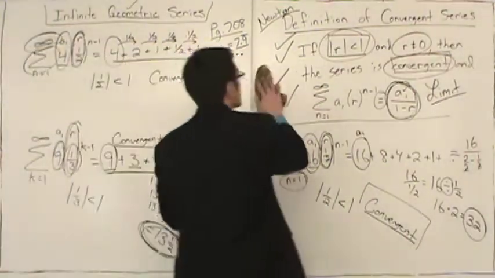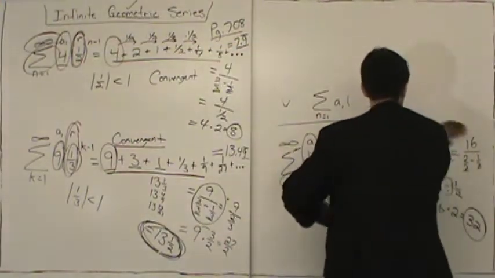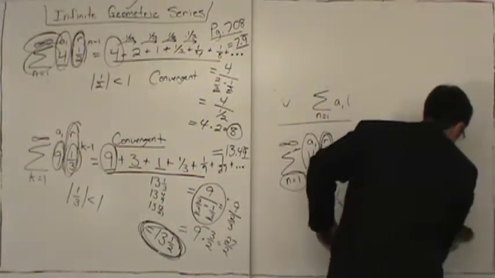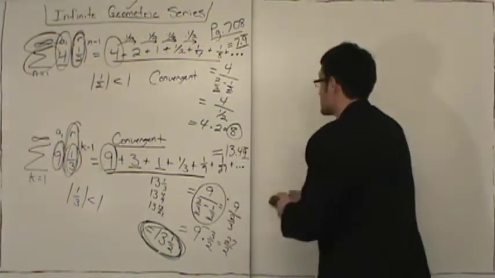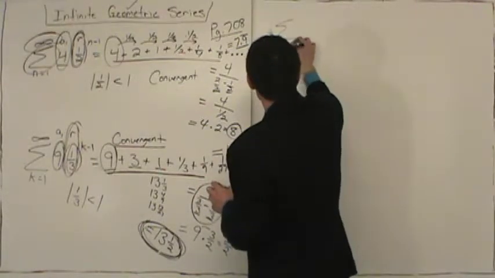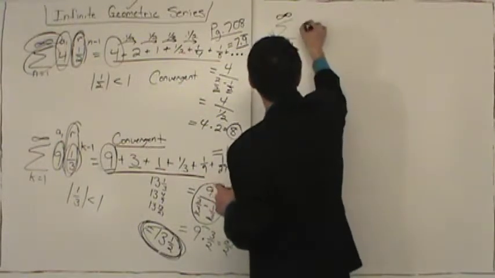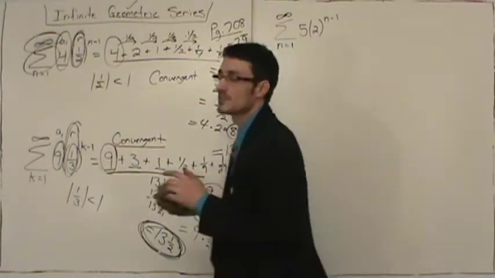Now, I'm going to erase the definition. Hopefully you have this definition written down so you can refer to it. Okay, so now my question is, convergent means getting close. What does divergent mean? Divergent means it's not getting close. Look, sigma n equals 1 to infinity. I want you to do this one. 5 times 2 to the n minus 1.